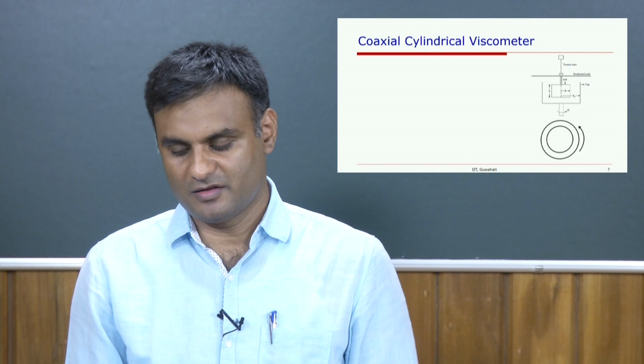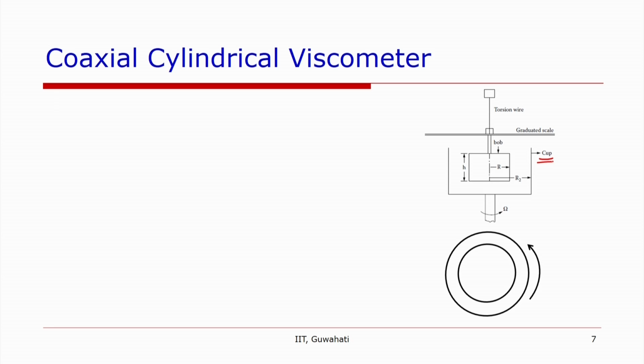So in this case there are two concentric cylinders. The outer cylinder is known as the cup and the inner cylinder is known as the bob, and the outer cylinder, with the help of a shaft, is rotated with an angular velocity omega. Because of this fluid motion, the torque that is imparted on the inner cylinder is measured by this torsion wire. So from this one can measure the viscosity. So let us look at how this is done.